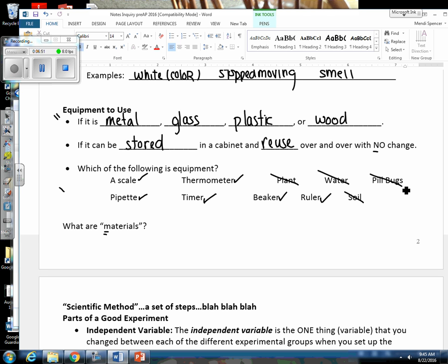Now, if you're asked to indicate materials, basically anything goes. You can list things that we crossed through here, like the plant, water, pill bugs, soil. And we like to sometimes term those as consumables, things that we're going to use, but we're not going to be able to reuse them over and over again. We're going to have to get a new supply of them over and over again. Or you can indicate anything that is equipment, and you would get your point for correctly listing materials, as long as they were materials that you did actually have to use to do an experiment and answer a question.